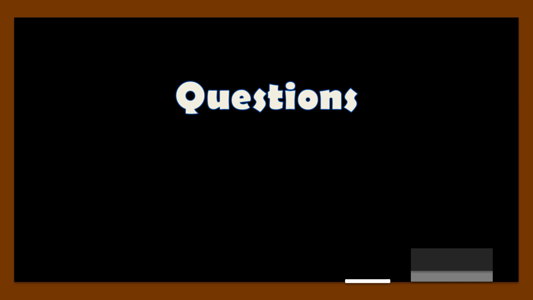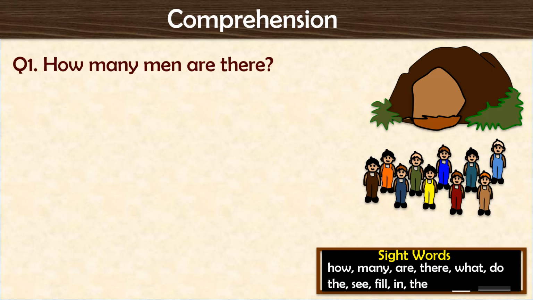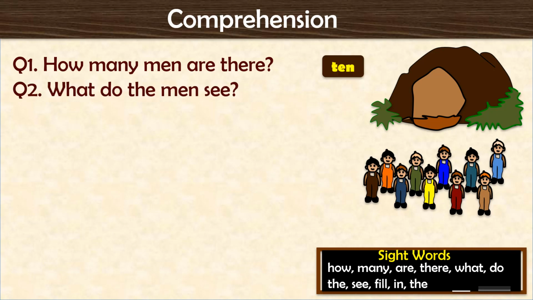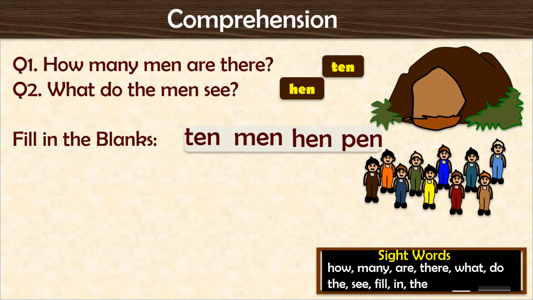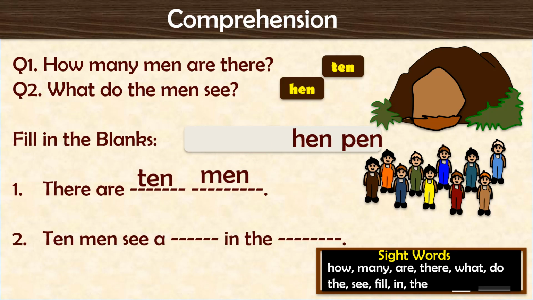Questions. Comprehension. How many men are there? 10. What do the men see? Hen. Fill in the blanks. There are 10 men. 10 men see a hen in the pen.